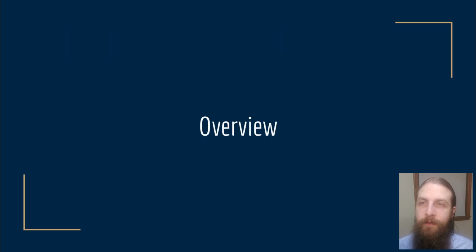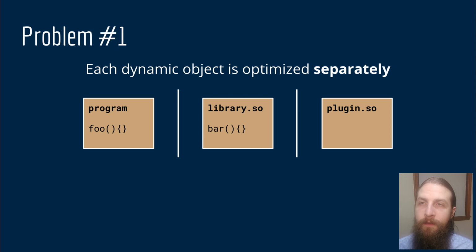Now I'll give an overview of the ideas behind guided linking. There are basically two problems that prevent existing compilers from optimizing dynamically linked code. The first problem is that the compiler only sees one program or shared library at a time. When we're working on a program, the code for any shared libraries it uses isn't available. The same applies to plugins, which are just shared libraries loaded by the program during execution.